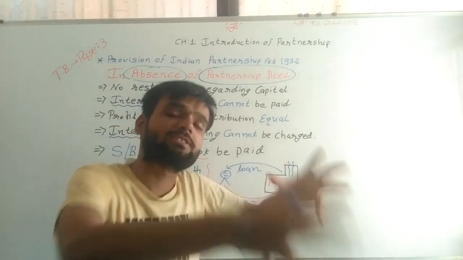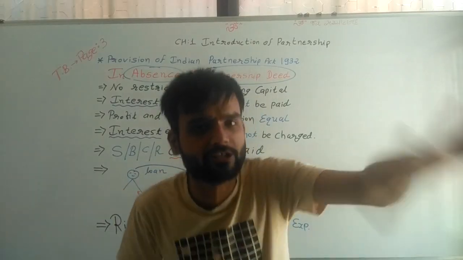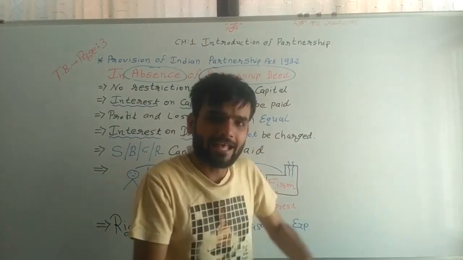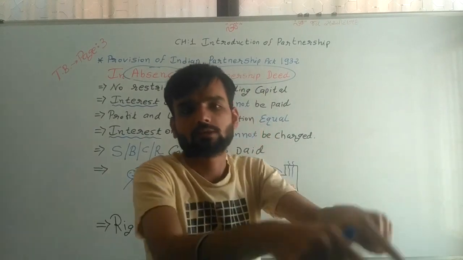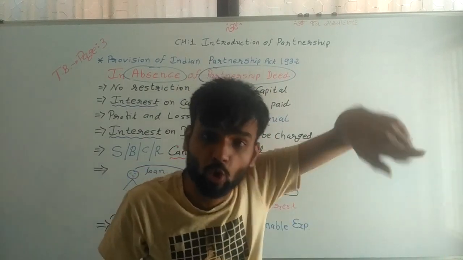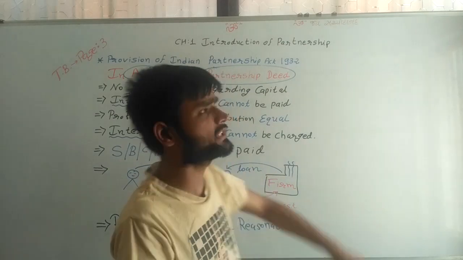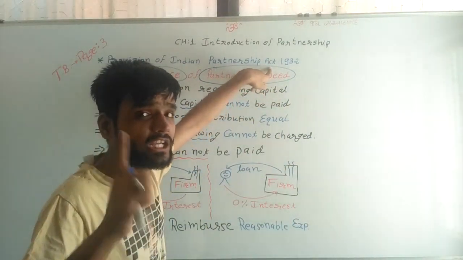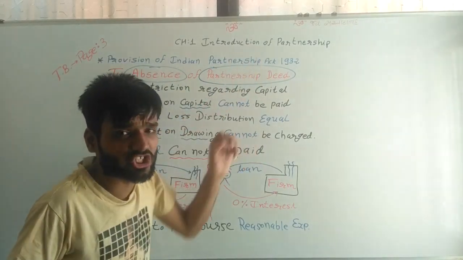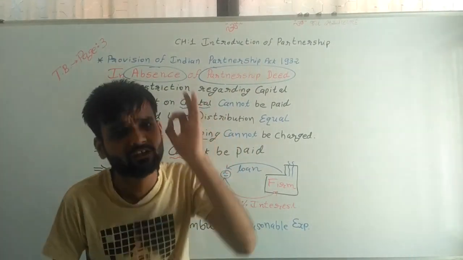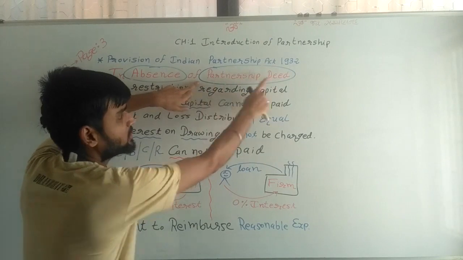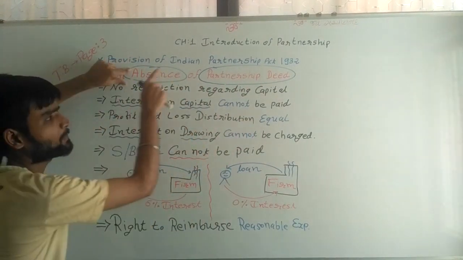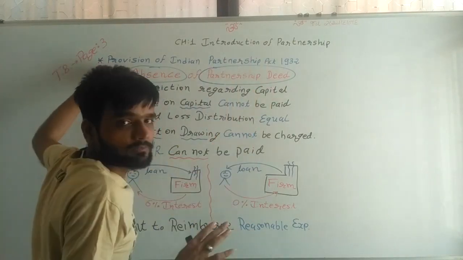Now, suppose we have decided interest on capital at 7% and it is a written agreement, then the firm has to pay 7%. But if we have not decided, then and only then is this Act 1932 applicable. Again I repeat, the 1932 Partnership Act is applicable only when the partnership deed is absent. So at the time of absence of a partnership deed, this is applicable.